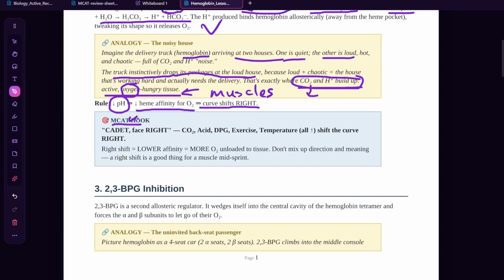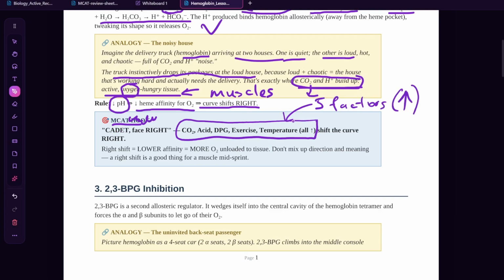So for the MCAT, you can say mnemonic, it is CADET face right: CO2, acid, DPG, exercise, and temperature. These are all situations when these five factors increase. If any of them go up, they will shift the curve to the right. So you have a lowered affinity for oxygen in these scenarios.